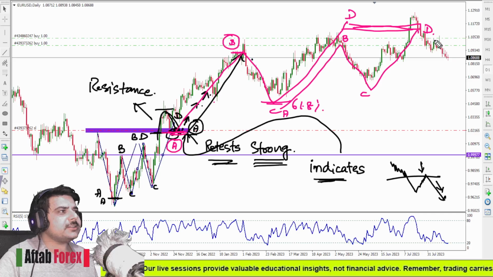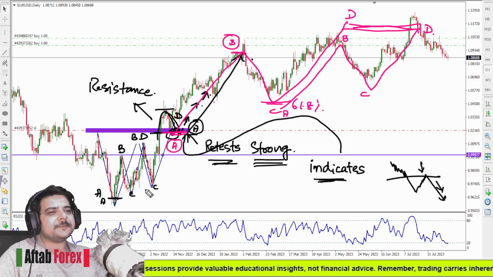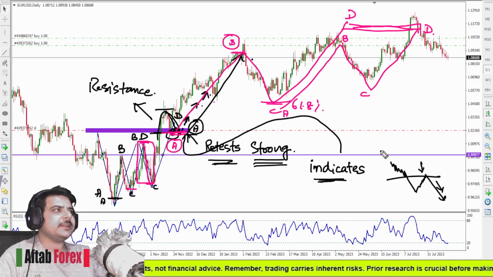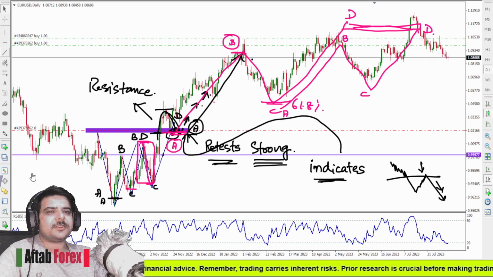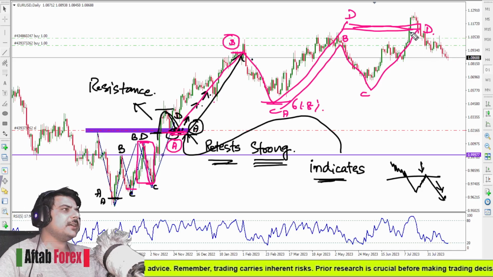So the D was completing. Now what after the D? Have a look at it. A to B, the correction. Right here the D and a drop. That's why I was discussing this initial thing. And that same drop occurred right here.